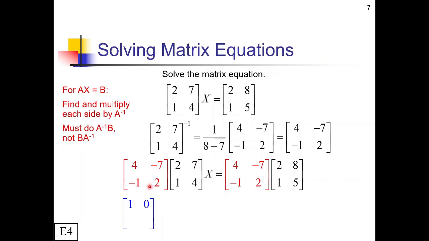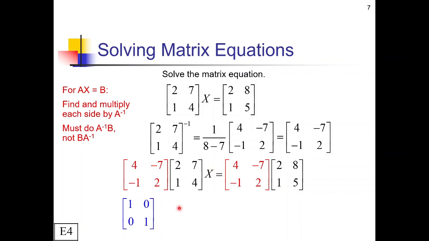Now we'll do the bottom row times both columns. So we have -1 times 2 is -2. 2 times 1 is 2. Those add up to 0. And finally, -1 times 7 is -7. 2 times 4 is 8, and those add up to 1. So we do indeed get the identity matrix.